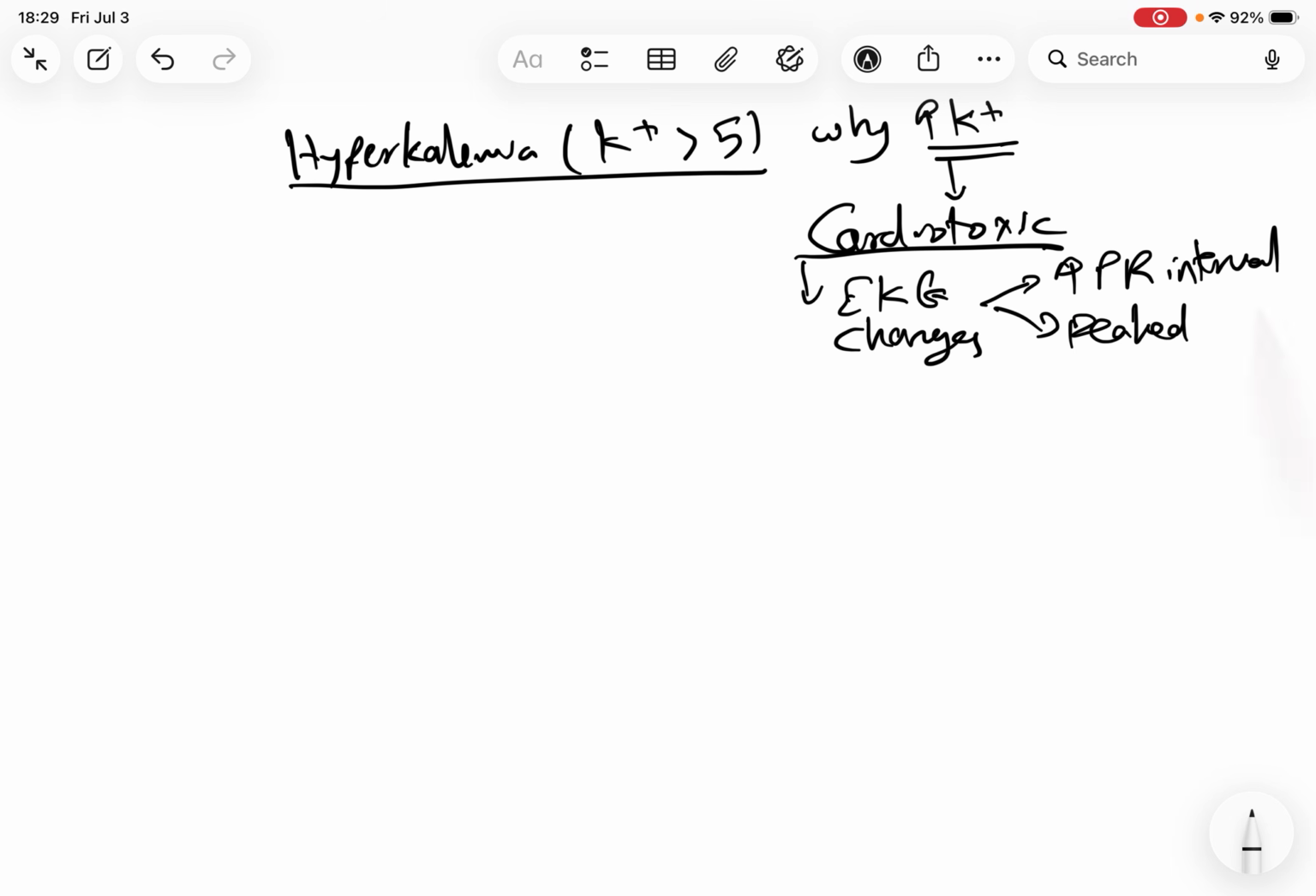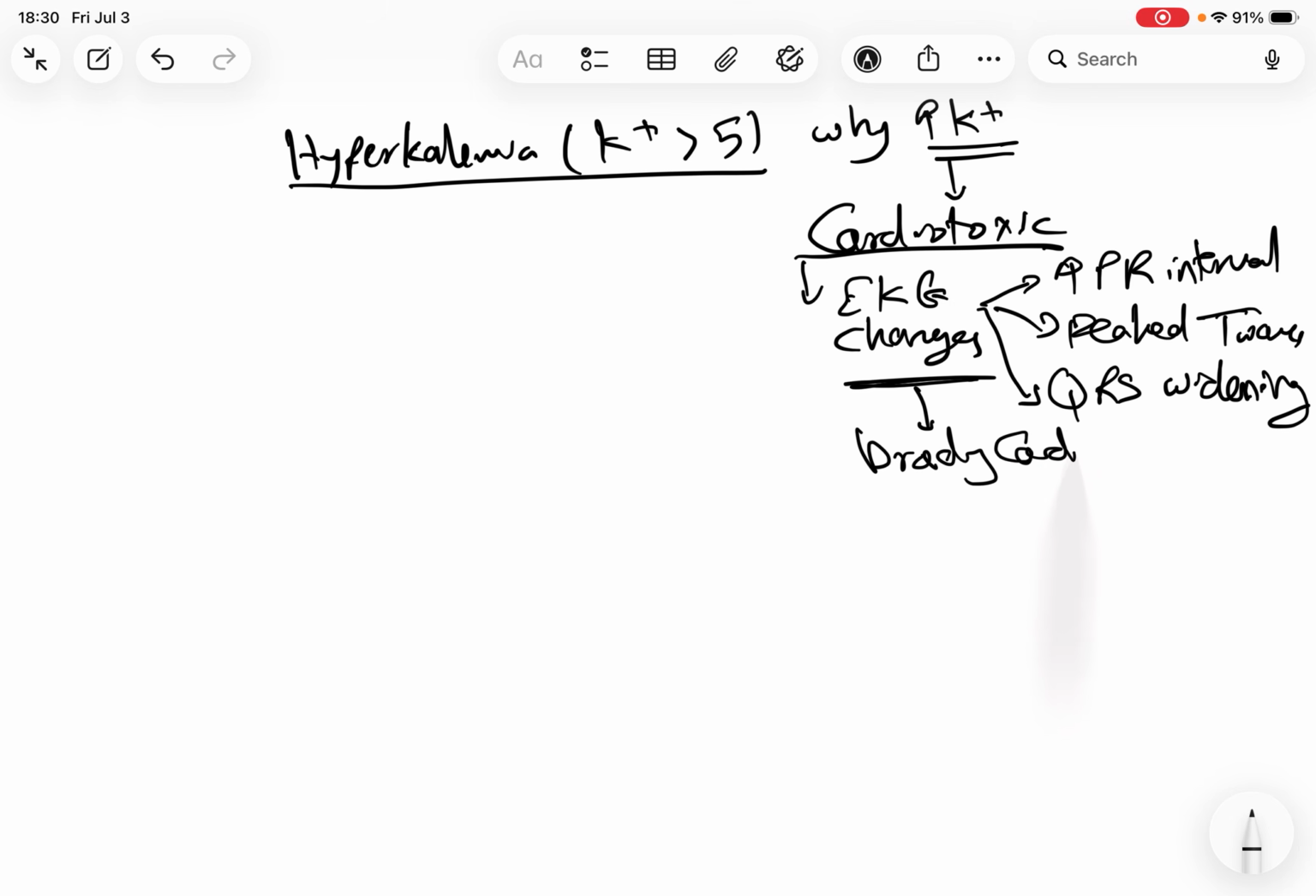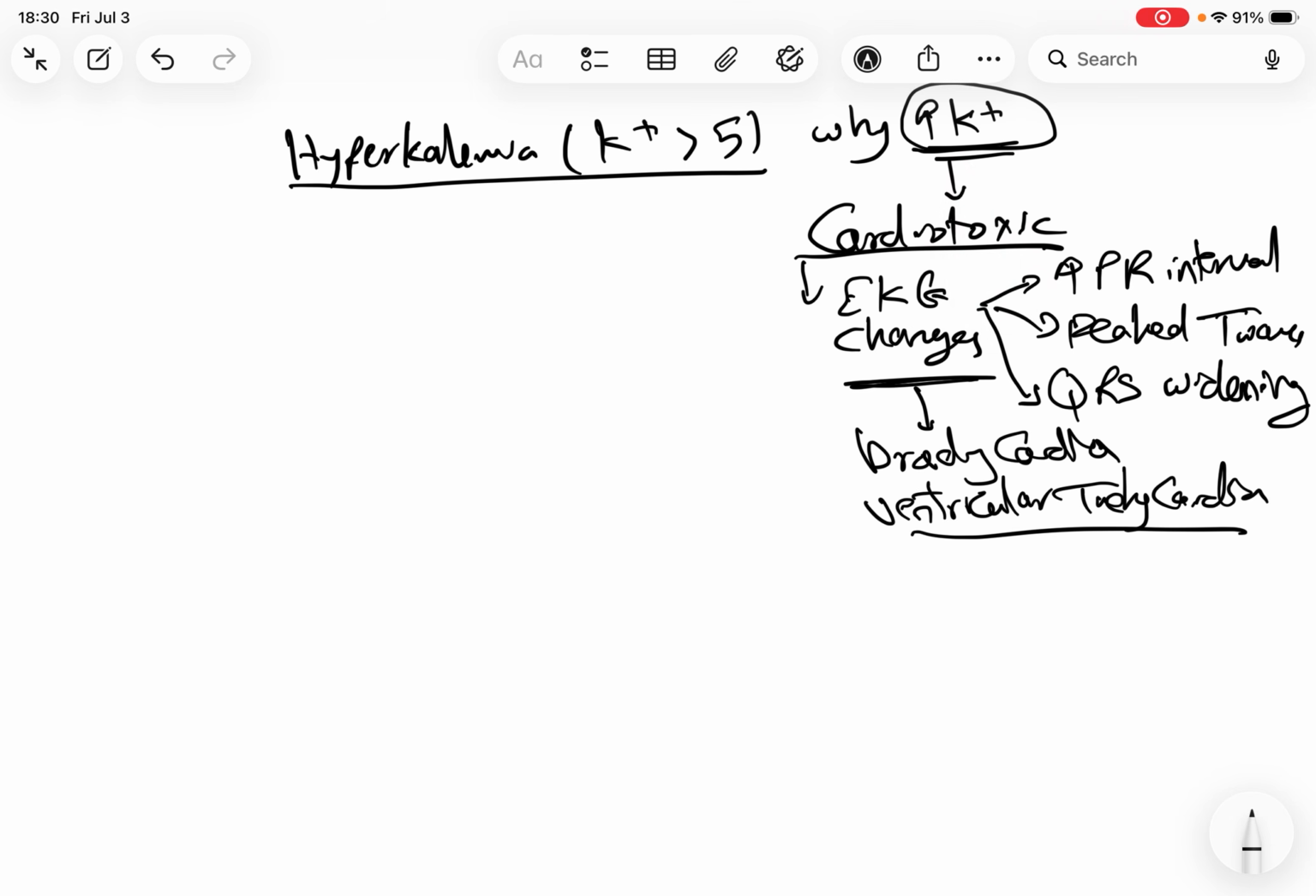peaked T wave, and QRS widening. And these EKG changes may cause bradycardia and ventricular tachycardia. This is why we care a lot about hyperkalemia and we like to treat it very early.